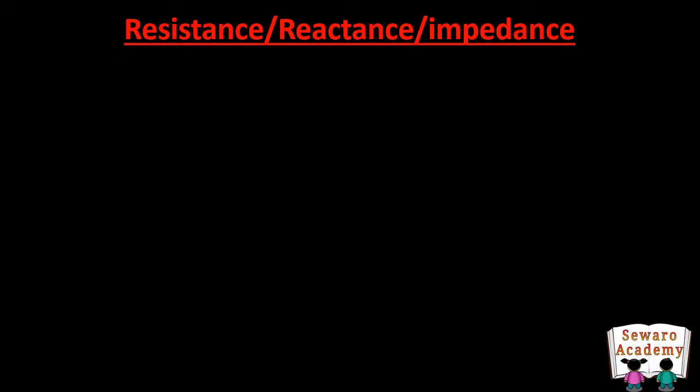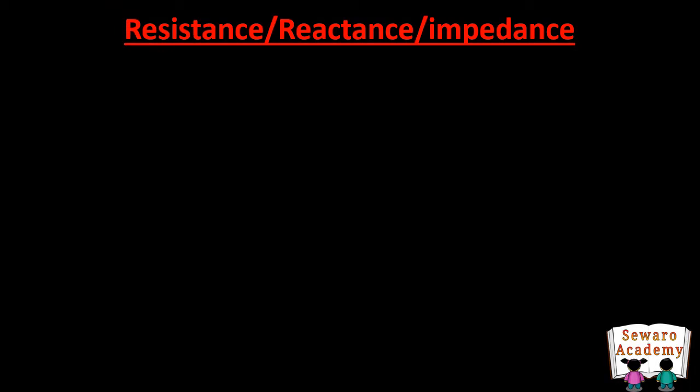Hello everyone. In the previous part of the video, we discussed the AC circuit containing only a resistor, only an inductor and only a capacitor, and we drew a phasor diagram for the three circuits. Now in this video, we'll first discuss resistance, reactance and impedance. And then we'll discuss the AC circuit containing the inductor, capacitor and resistor all in a single circuit.